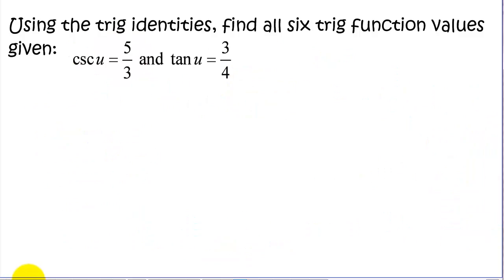Let's look at another one of these. Okay, so this time we're given 2 of the trig functions. Now we can use the reciprocal identities here to get the cotangent, which is going to be 4/3, and the reciprocal of the cosecant is the sine.